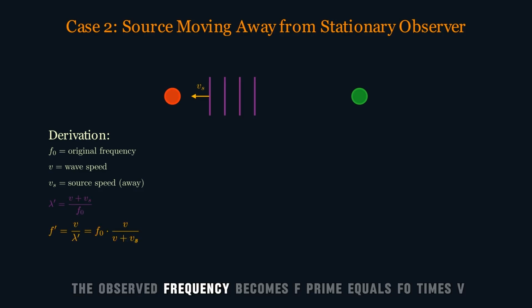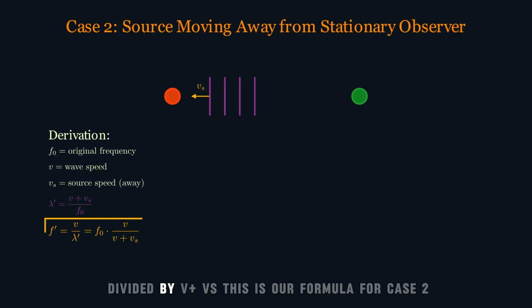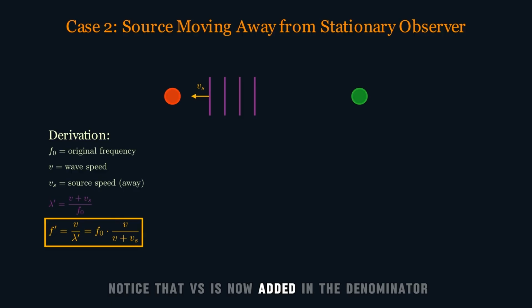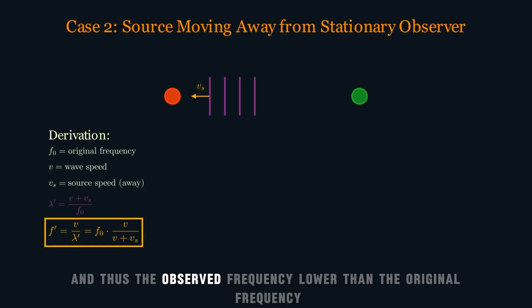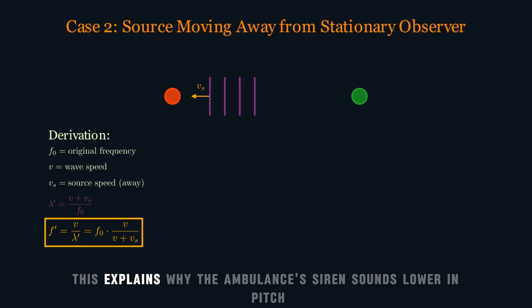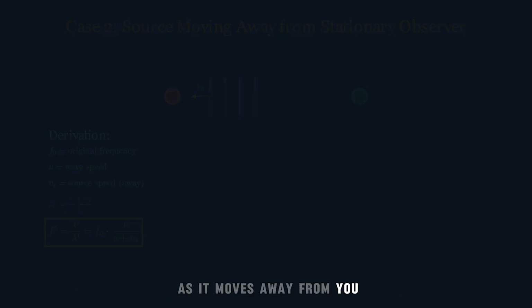The observed frequency becomes f prime equals f0 times v divided by v plus vs. This is our formula for case 2. Notice that vs is now added in the denominator, making the denominator larger, and thus the observed frequency lower than the original frequency. This explains why the ambulance's siren sounds lower in pitch as it moves away from you.